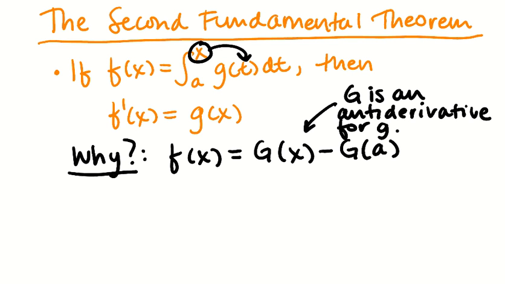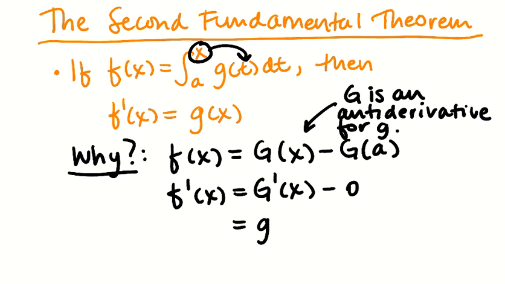Now, remember that capital G of a is just going to be some number, because a is a number, and we can plug the number into this antiderivative, and we'll get some number back. So when I go to take the derivative, find f prime of x, that's going to be capital G prime of x, minus the derivative of just a number, which is going to be 0. And the derivative of the antiderivative is just going to be the original. And so we'll see that f prime of x equals g of x.